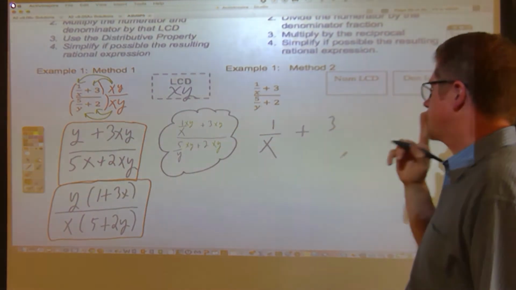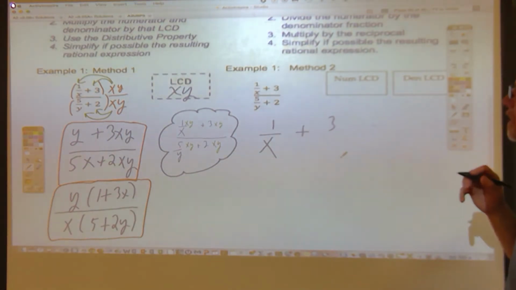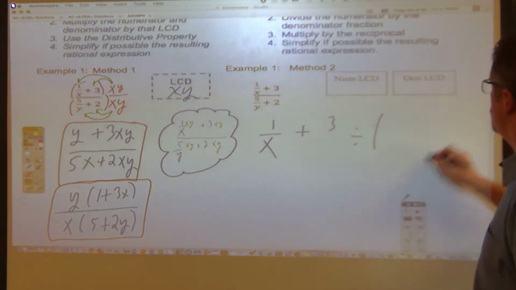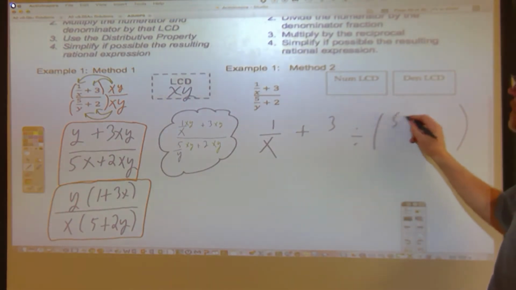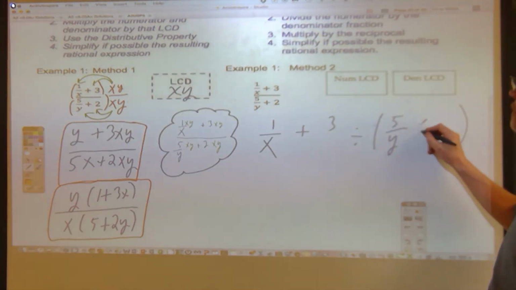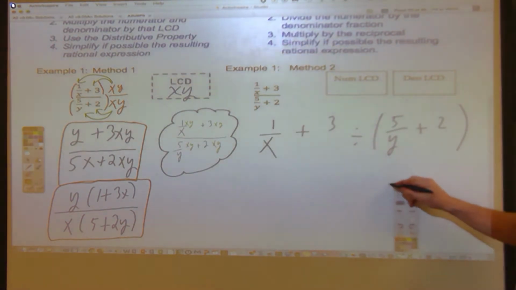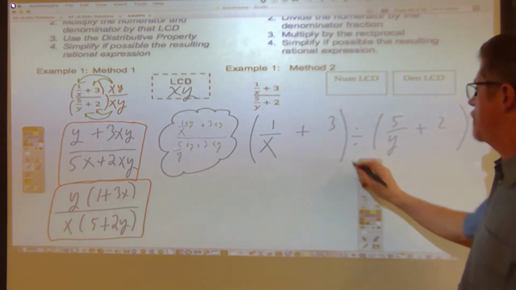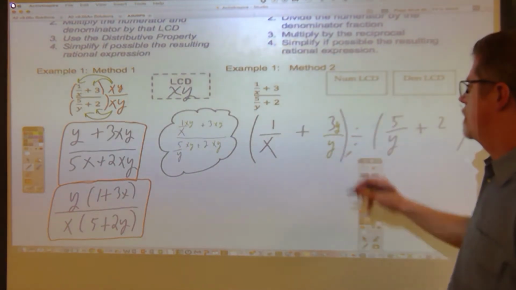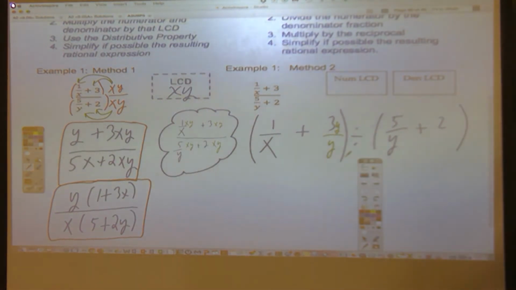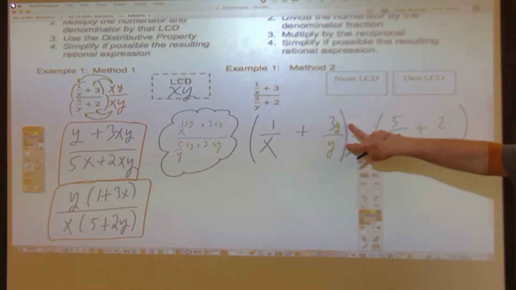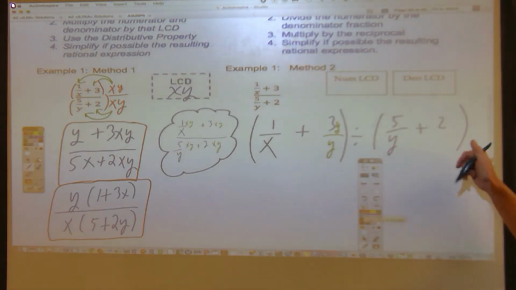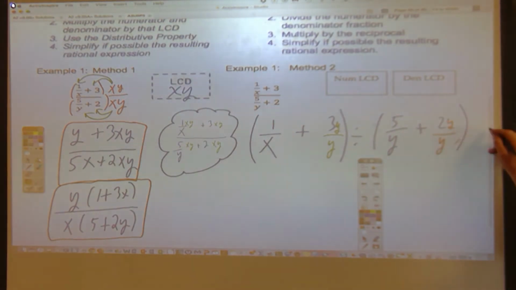Here's method 2. I'm going to take the numerator divided by the denominator, which is 5 over y plus 2, and then just doctor things up. The numerator can be doctored up by multiplying 3 by the number 1 in the form y over y. I can doctor up the 2 to get a common denominator over here, y over y.